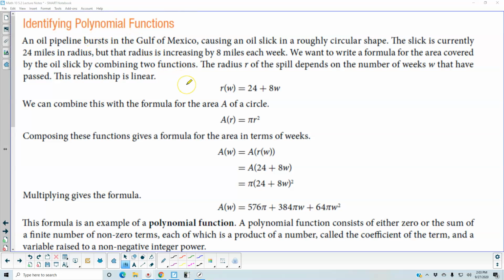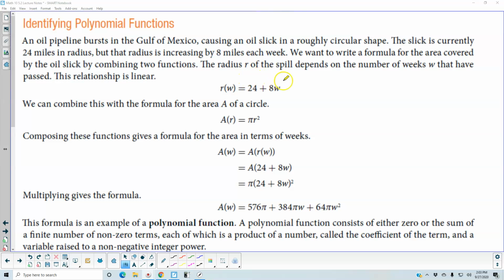Identifying polynomial functions. An oil pipeline bursts in the Gulf of Mexico, causing an oil slick in a roughly circular shape. The slick is currently 24 miles in radius, but that radius is increasing by 8 miles each week. We want to write a formula for the area covered by the oil slick by combining two functions.